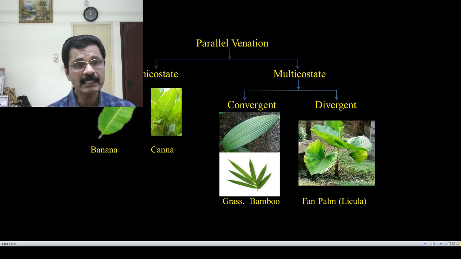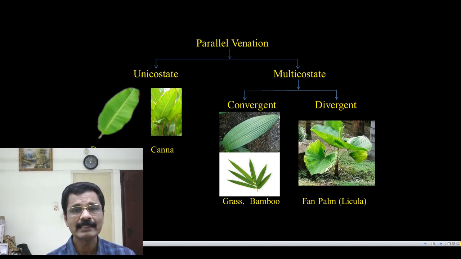Then parallel venation. Parallel venations are of two types. Unicostate parallel venation is there and multicostate parallel venation is there. Unicostate parallel venation is the most common type. There you can see here in banana, there is only one midrib. Here you can't see any netted-like structure. Only parallel veins are there. Only one main vein. Here also canna. In canna also you can see only one main vein. That is unicostate, common type.